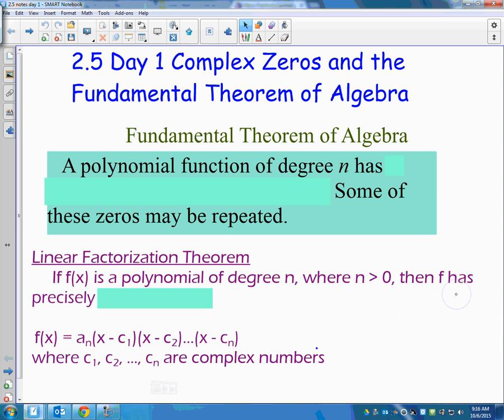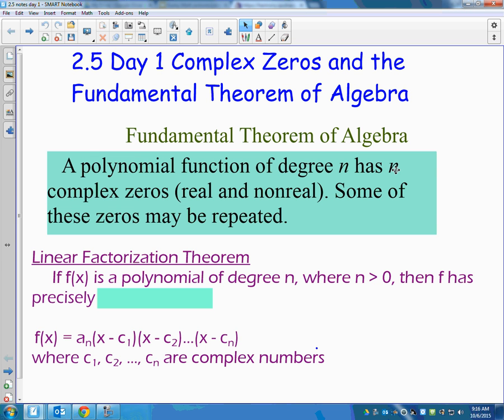Fundamental theorem of algebra, I feel like this should be life-changing, but to me it just makes sense with everything that we've been doing. It just says a polynomial function of degree n has n complex zeros. That's what the fundamental theorem of algebra says.